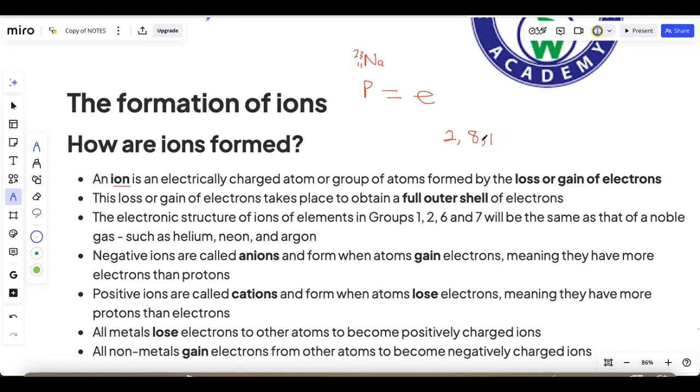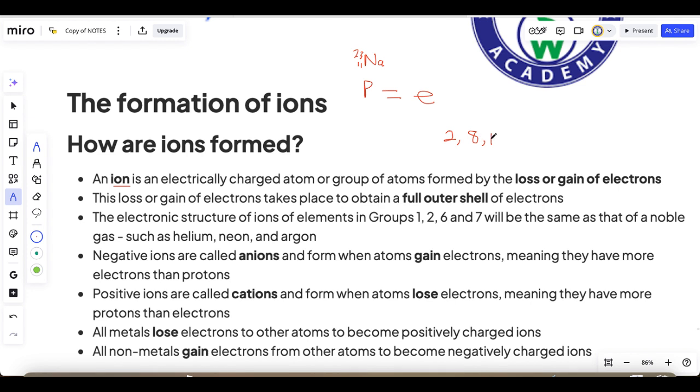So it's easier for the sodium atom: the energy it needs to get rid of 1 electron is smaller than the energy needed to gain 7. So it's easier for the atom to lose 1 electron in order to be in a stable state. Why do atoms lose or gain electrons? They do that to be stable. When they don't have a full outer shell of 8, they are unstable, so it needs to lose this one.